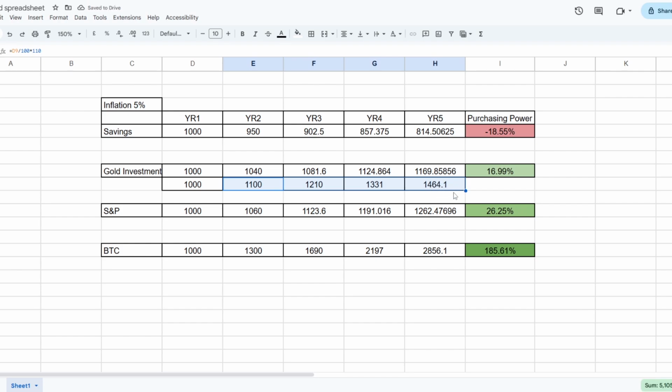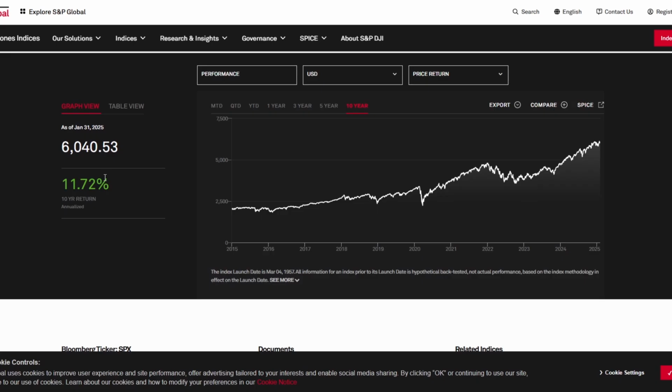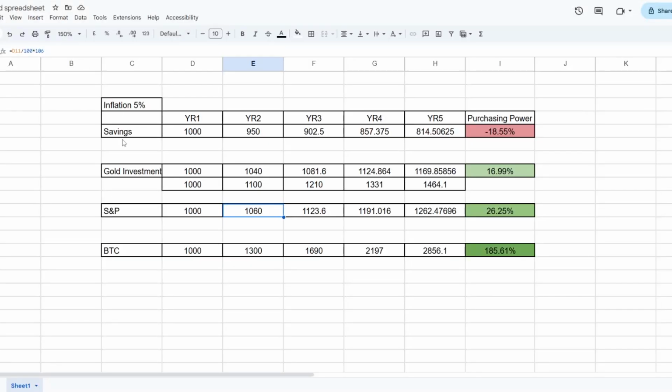So that's how much you would actually see gold increase, on average, let's just say, if you bought it 5 years ago. But as I said, this is based off purchasing power, so how much that has increased or decreased. And then we go to the S&P 500, same calculation, but we're using 12% this time, or 11%. So you had that 11%, and then you minus 5% for the inflation, divided by 100, times by 106 year on year. You can see your purchasing power has actually increased by 26.25%.